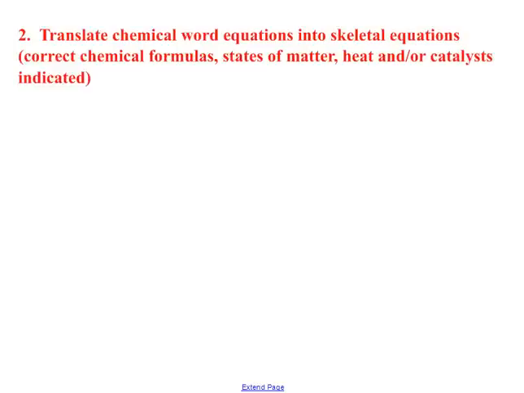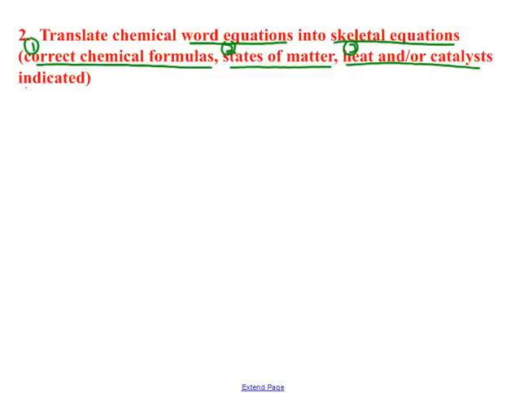All right, we're going to go back to objective number 2, which says we are going to translate chemical word equations into skeletal equations. A couple things to define. A word equation is essentially a descriptive story of what's happening in the chemical reaction. And a skeletal equation is when you have correct chemical formulas, correct states of matter, and when the heat and or catalysts are indicated. So that's what it means to write a skeletal equation.